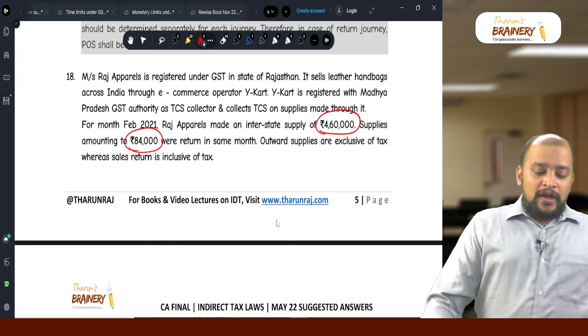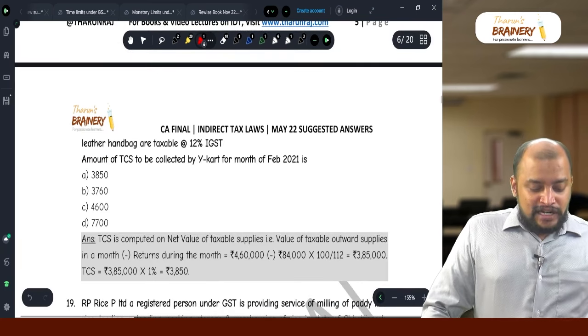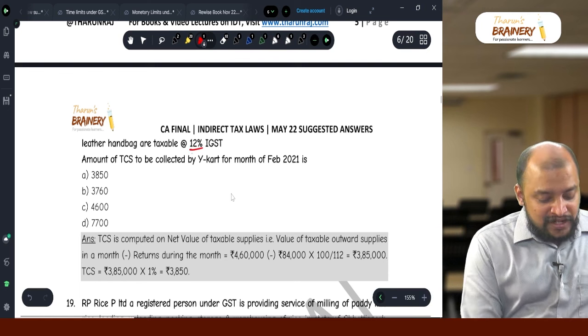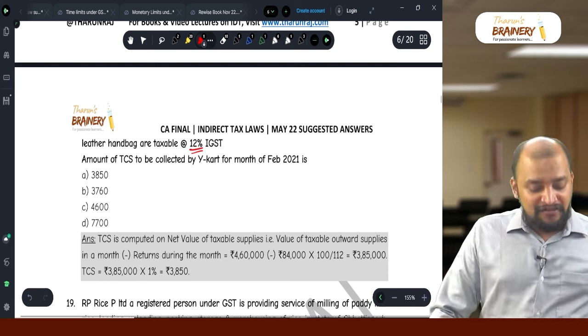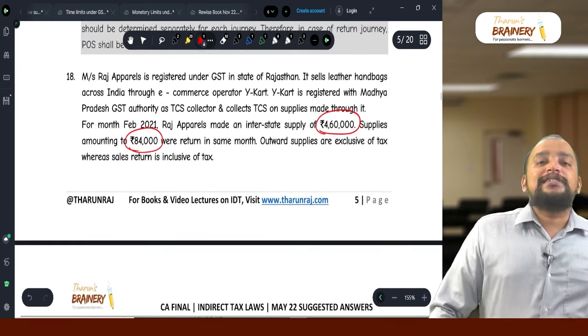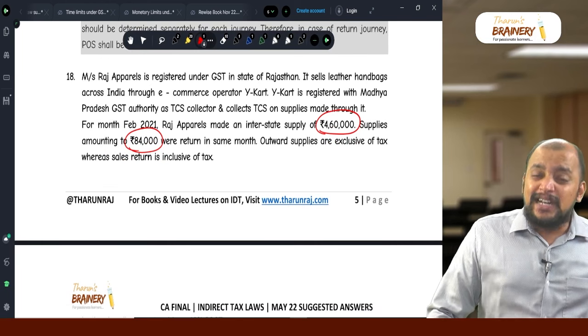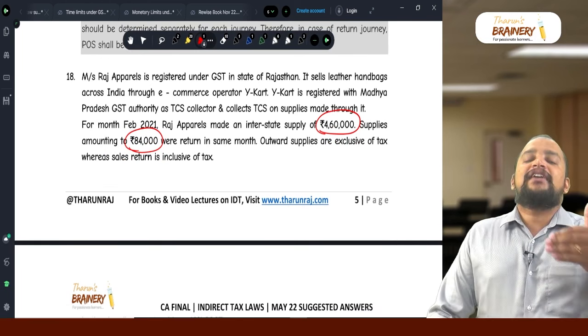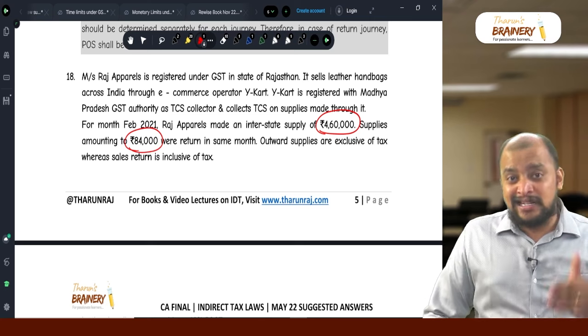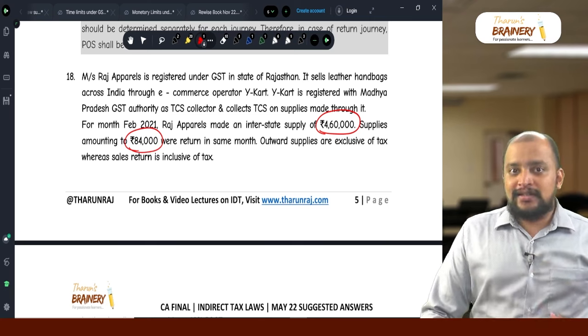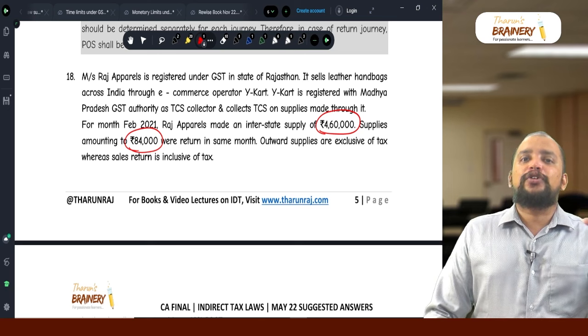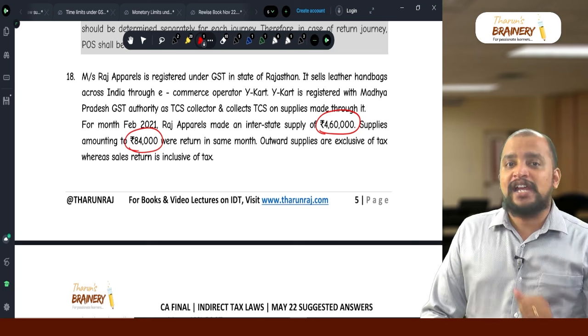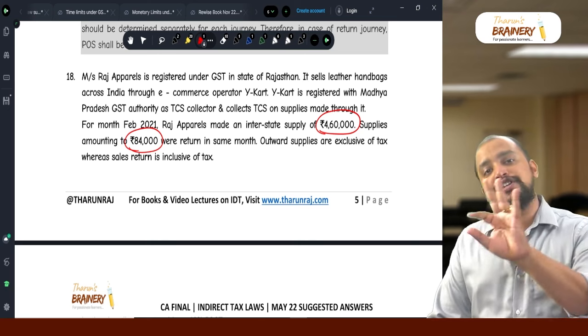Now, what is the TCS that needs to be computed? And here the rate of GST is 12%. Simple. First, we need to compute TCS on the net value of taxable supply. What is the net value of taxable supply? Value of outward supply made in a month minus value of sales returns. But here 4,60,000 is excluding GST. While computing TCS, we need to take out the GST. So 4,60,000 excluding GST, perfect.